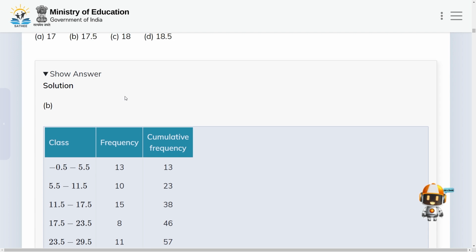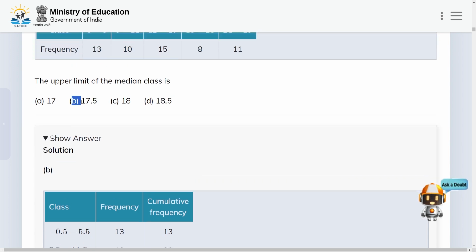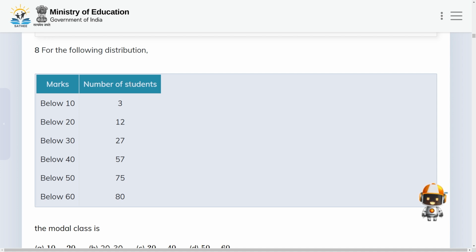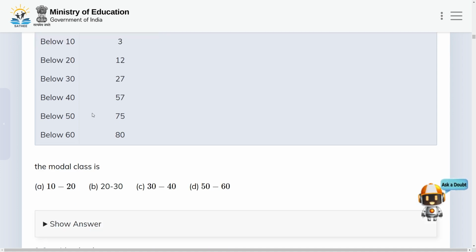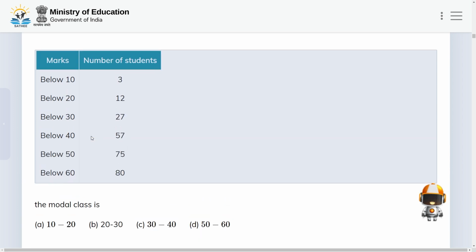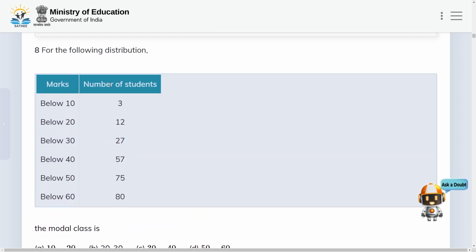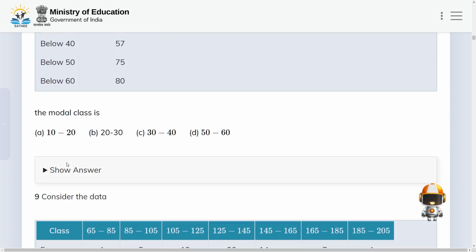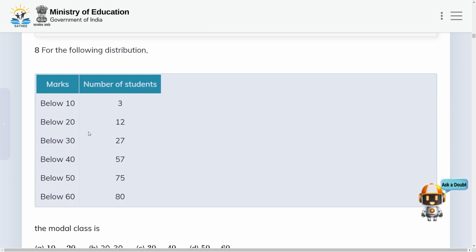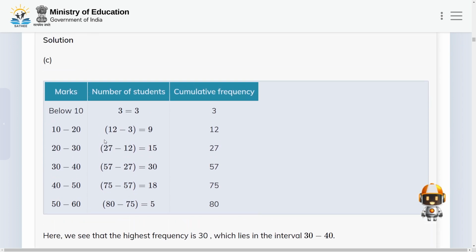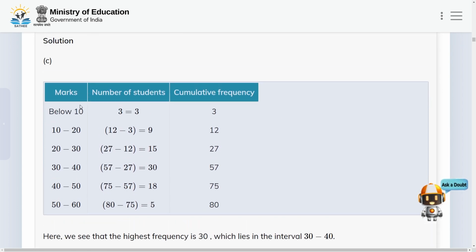So the correct answer is option number B. Now let us move to the next problem. In the next problem, for the following distribution, we need to find what the modal class is. We have been given this distribution table, and this is actually a less than type distribution table. So first of all, make the table where marks, number of students, and cumulative frequency will exist.